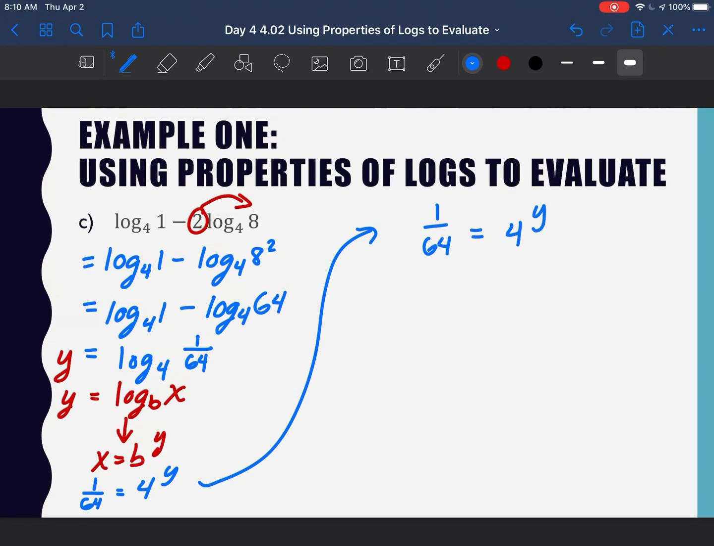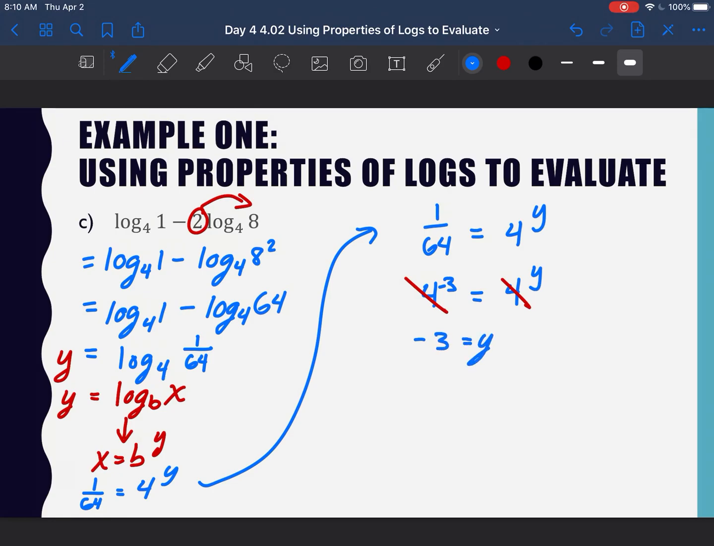All right, so I've got to change the 1 over 64 to match the 4. Always pretend like the 1 is not there. Just pretend it's just a 64. 64 would be 4 to the 3rd power. But what do I need to do when it's a fraction? You have to make the 3 into a negative 3. Remember, fractions mean negative exponents, so cancel out the 4s. So the answer is negative 3.